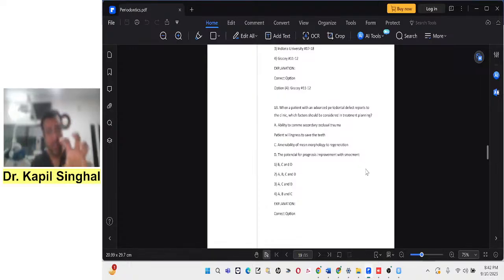So the morphology of the defect where the regeneration needs to be done needs to be considered in your treatment planning. So this is also a very important factor. Very correct. This is also correct.